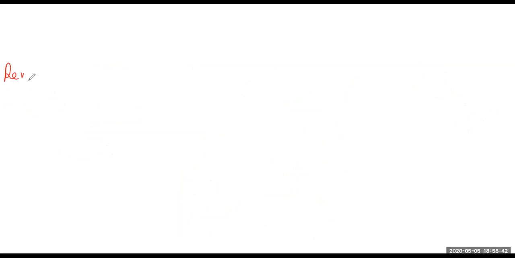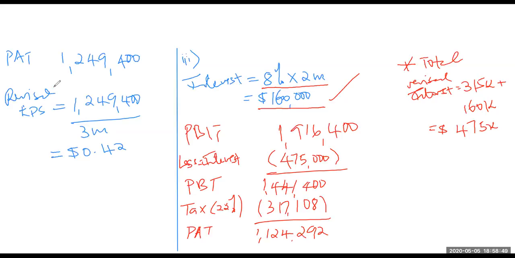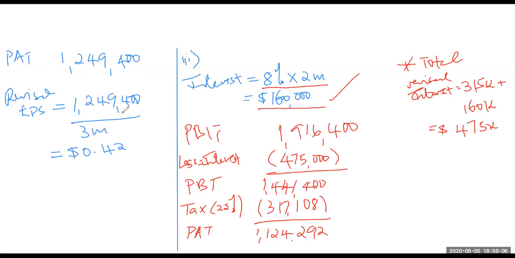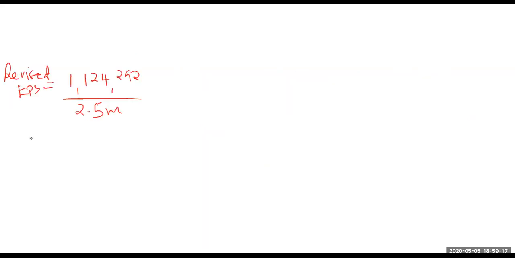Therefore, you can say our next working is revised earnings per share, which will be equal to our earnings of 1,124,292. We divide by how many shares? 2.5 million. Don't forget the number of shares in this case does not increase, not like in the first financial alternative of equity. For the debt, the shares remain constant at 2.5 million. So you get how much earnings per share? 0.45. So you get 0.45 to be the revised earnings per share.